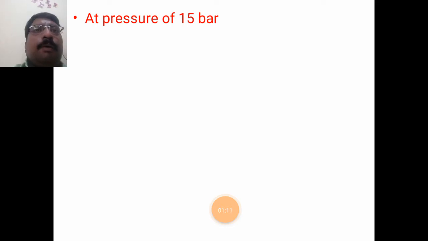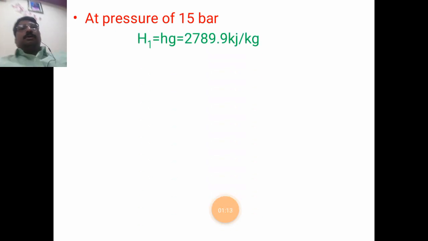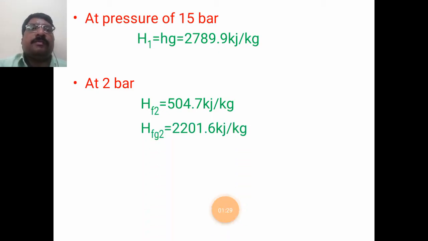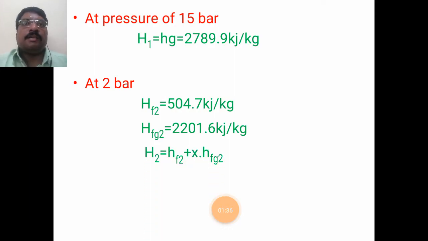at a pressure of 15 bar, H1 is equal to Hg, that is 2789.9 kilojoule per kg. At a pressure of 2 bar, we can take the value of Hf as 504.7 kilojoule per kg and Hfg as 2207.6 kilojoule per kg. Since the outlet condition is wet, to determine the enthalpy in the wet condition the formula is H2 is equal to Hf2 plus x into Hfg2.